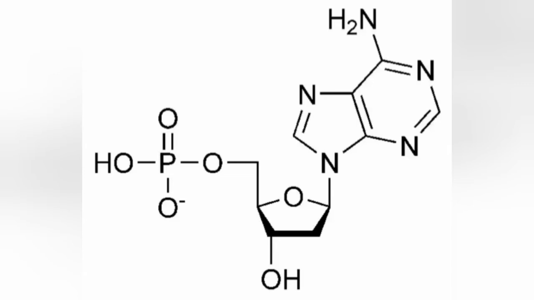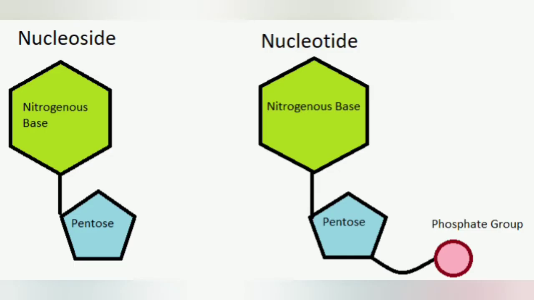Here is the structure of a nucleotide. We can see the heterocyclic ring. Sugar is attached to the heterocyclic ring. Then here the phosphoric acid is also attached. If we remove this phosphoric acid group, then what we obtain is a nucleoside. Let us see the difference between nucleoside and nucleotide. Here is the nucleoside with nitrogenous base and pentose sugar. A nucleotide consists of a nitrogenous base, pentose sugar and a phosphoric group.